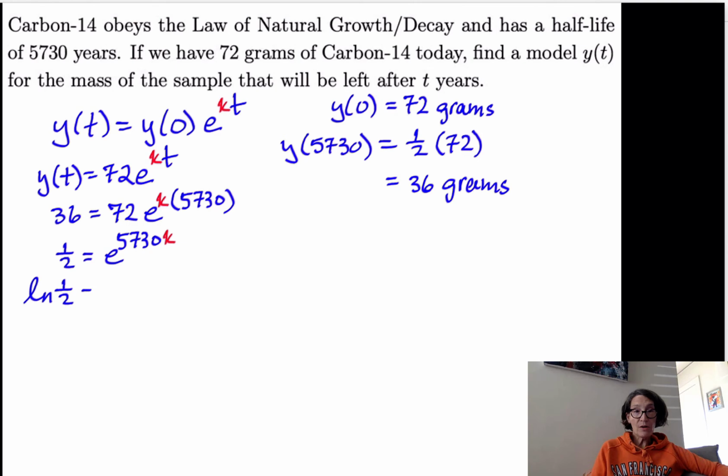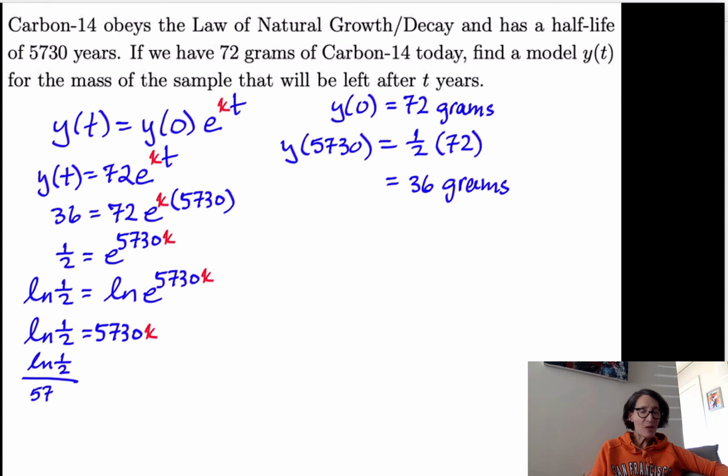Now, to solve this equation, we have to take the natural log of both sides. The natural log of the left side is equal to the natural log of the right side. On the right side, when you take the natural log of e to the something, you just get the something. So we have natural log of 1/2 equals 5,730 times k. Now all we have to do is divide both sides by 5,730. So natural log of 1/2 over 5,730 is equal to k.